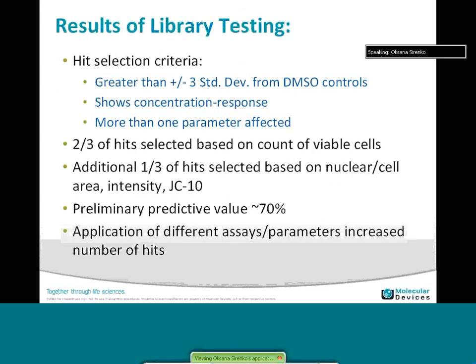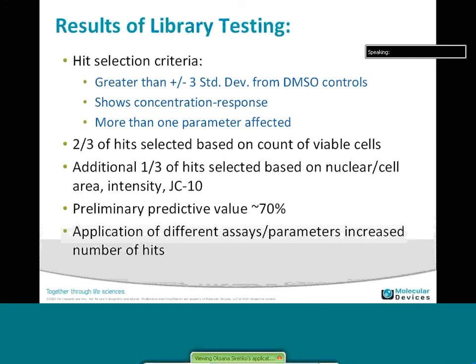To characterize hit selection, we chose a cutoff which is greater than 3 standard deviations from DMSO controls, and we also required a concentration response and more than one parameter affected. So these data are still in the process of analysis, but they show a preliminary predictive value of about 70%, up to 100 micromolar concentration.